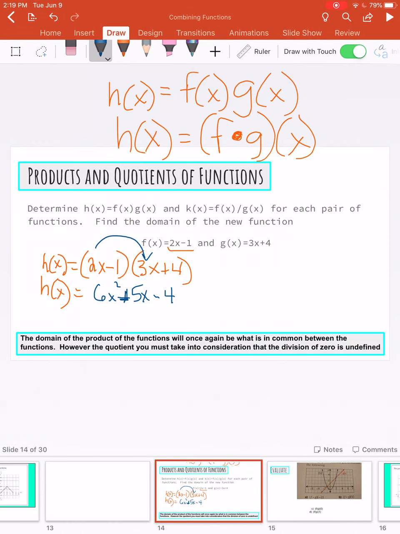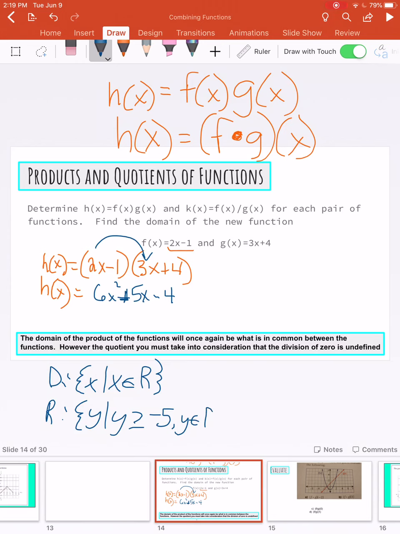So then my domain for this function, this time I'm going to write in set notation, is x is any real number. But the range for the function, for all y values, y would be greater than or equal to -5, where y is an element of all real numbers. Once again, make sure you're very particular when you're writing out your notation.